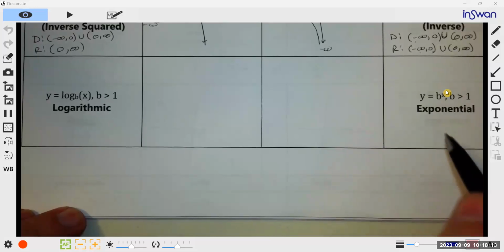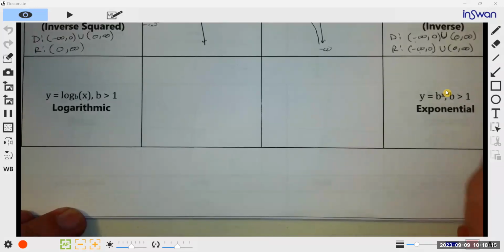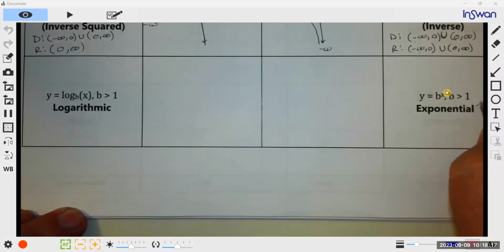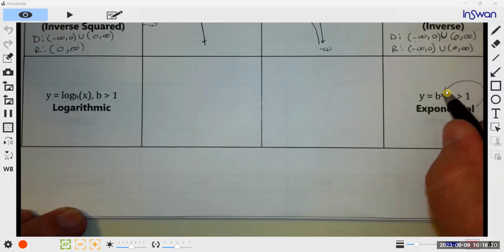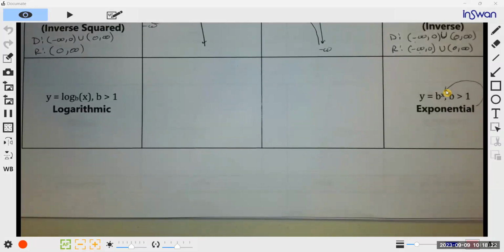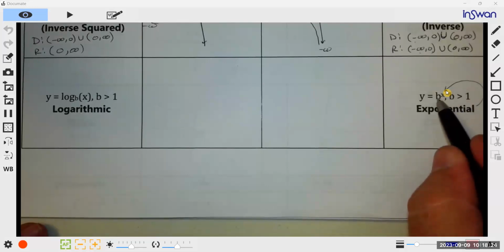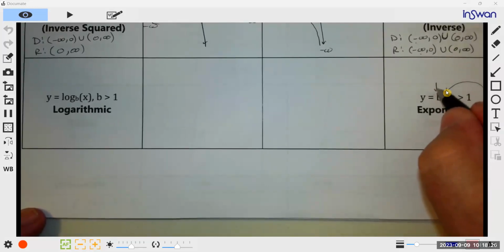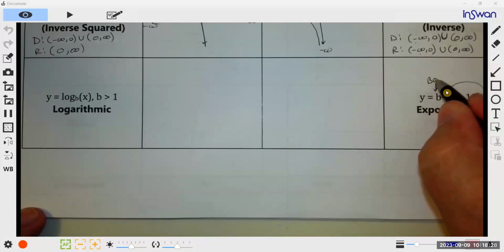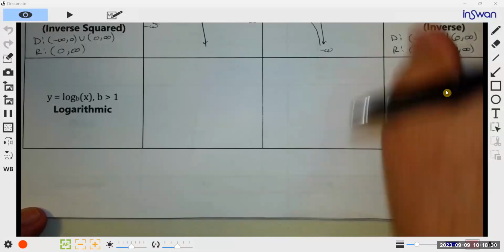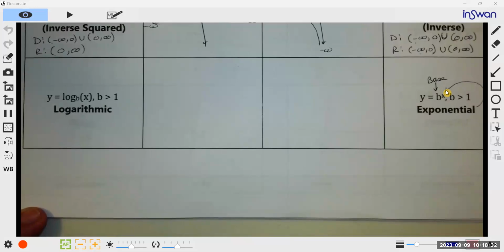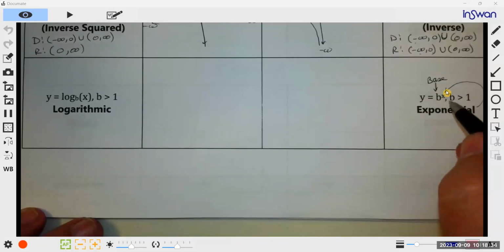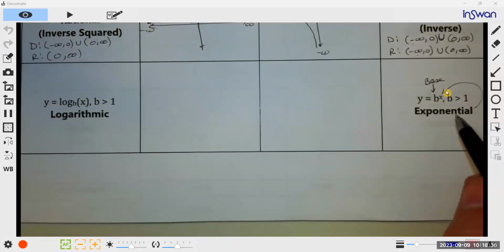All right, now for the exponentials. Exponentials mean that the variable is the exponent. So this number here is called the base. And that's the exponent. On this type, the x is the variable.